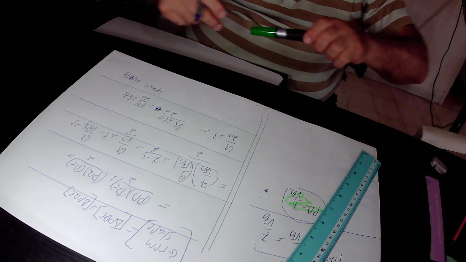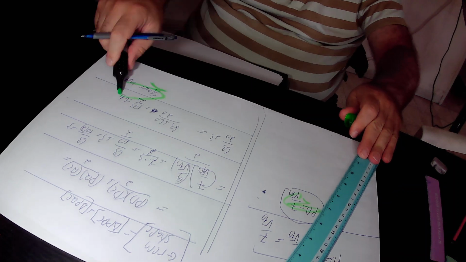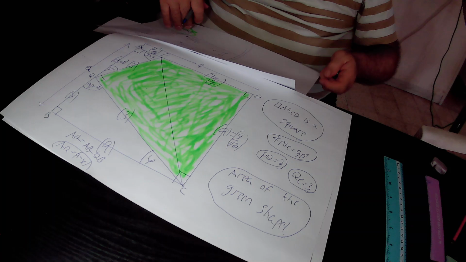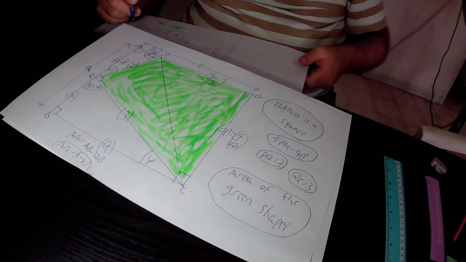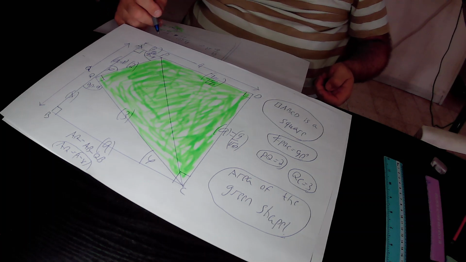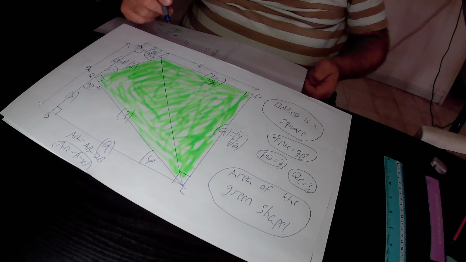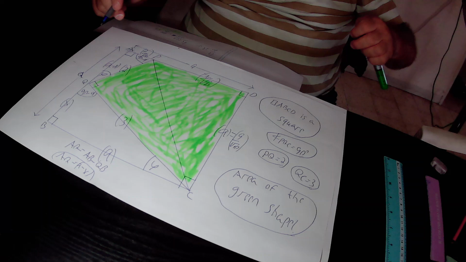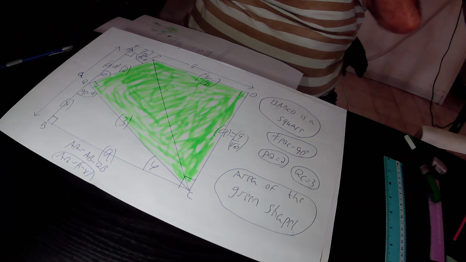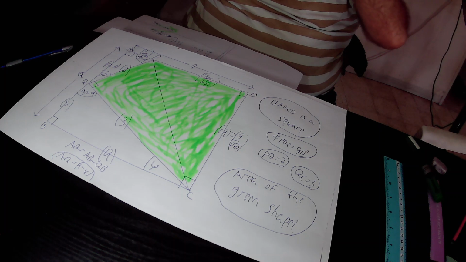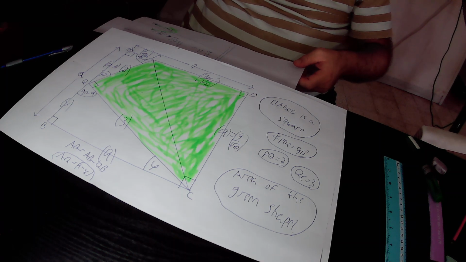So actually, I found out that the area of this green shape is equal to 123 over 20 square units. In terms of numbers, the area of this green shape equals 6.15 square units. We finished with the first question. In the next step, I will present to you the second question, and we solve the second question of this lecture.